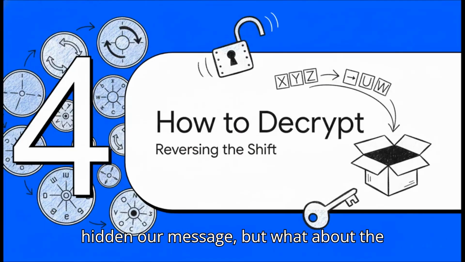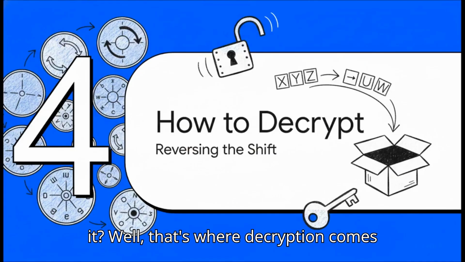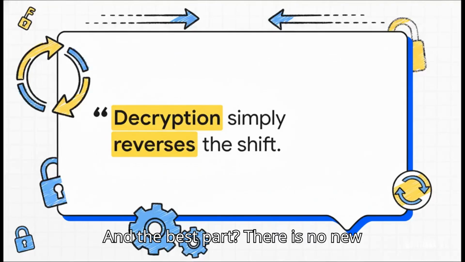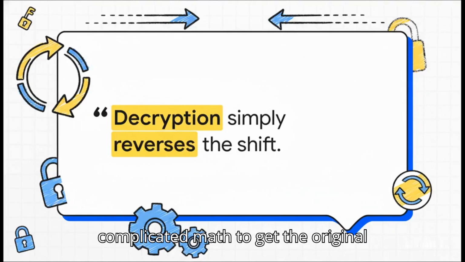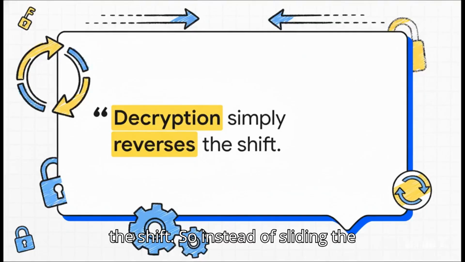Okay, awesome. We've hidden our message. But what about the person on the other end? How do they read it? Well, that's where decryption comes in. And thankfully, it's just as easy. And the best part? There's no new complicated math. To get the original message back, you just do the exact same thing, but backwards. You just reverse the shift.